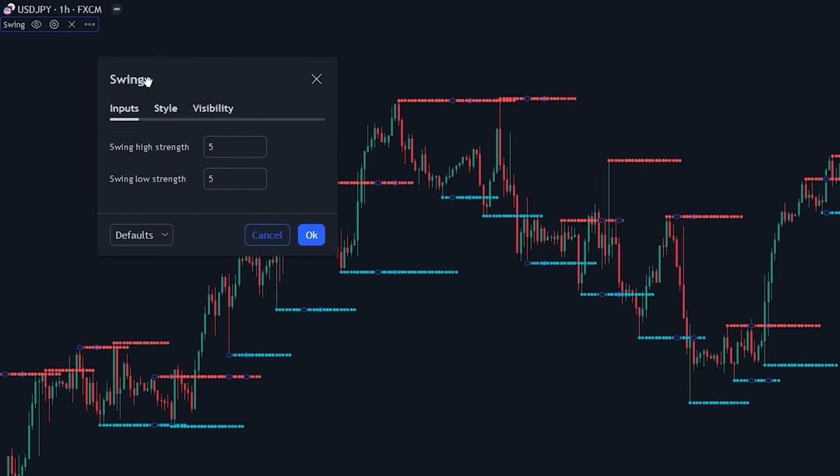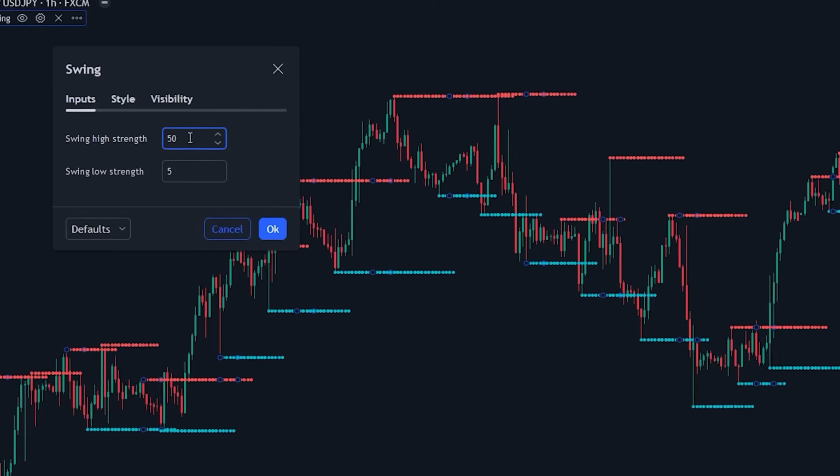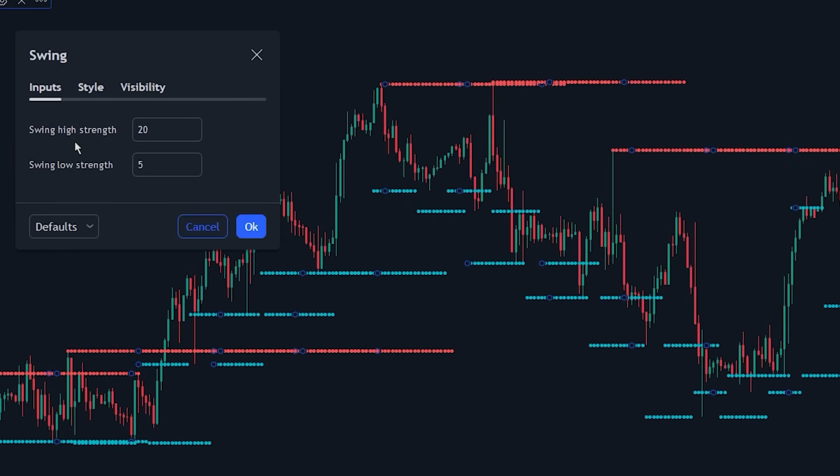We will first be changing the swing high strength value. This refers to the number of bars to the left and right of the swing point for swing highs. If we increase the number drastically, we can clearly see this change being reflected on the chart. Since we are looking for a middle ground, we will be changing the value to 20. Since we want the same rules to apply to the swing lows, we will also be changing the value to 20 for the swing lows.